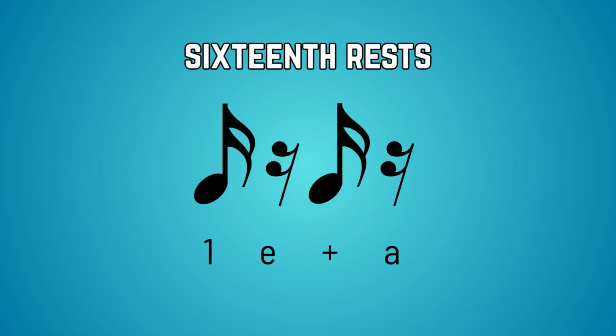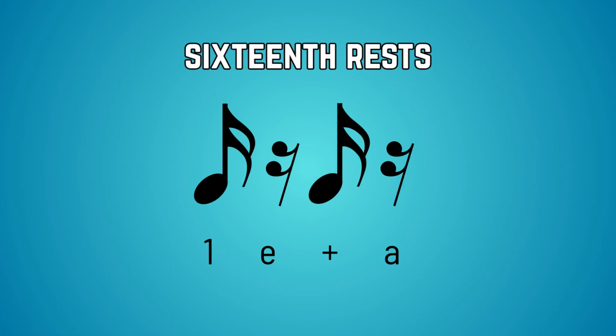A 16th rest creates silence for 1/4 of a beat. It lasts for exactly the same amount of time as a 16th note. When 16th rests appear within a rhythm, we still count every part of the beat. We simply remain silent on the part represented by the rest.